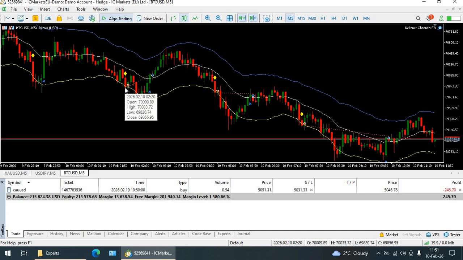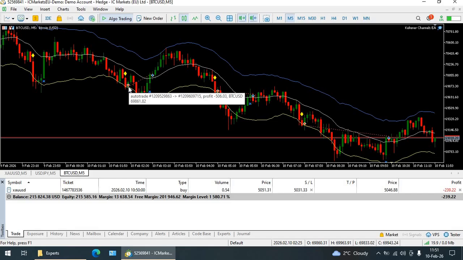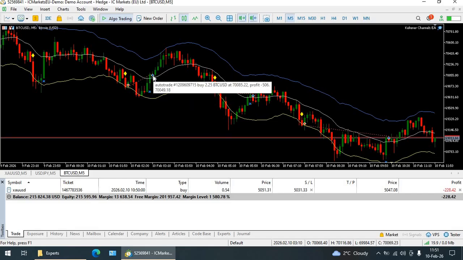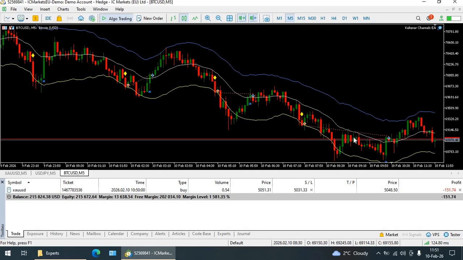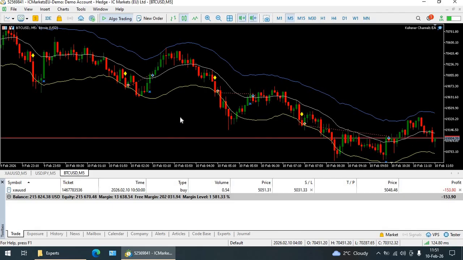It was the sell signal at the opening of this candle. The trade was placed. This candle closed above the midline, and at the opening of this candle the trade was closed, and so on. You can see it works like a Swiss clock. The expert does its job, what it is meant to do.